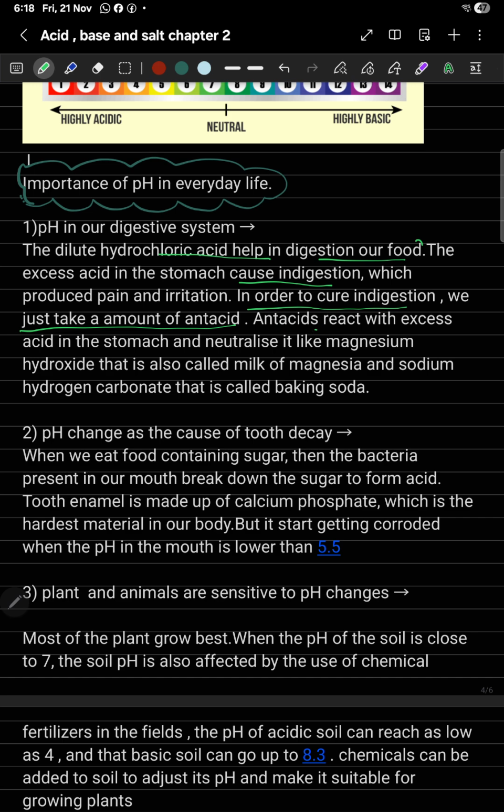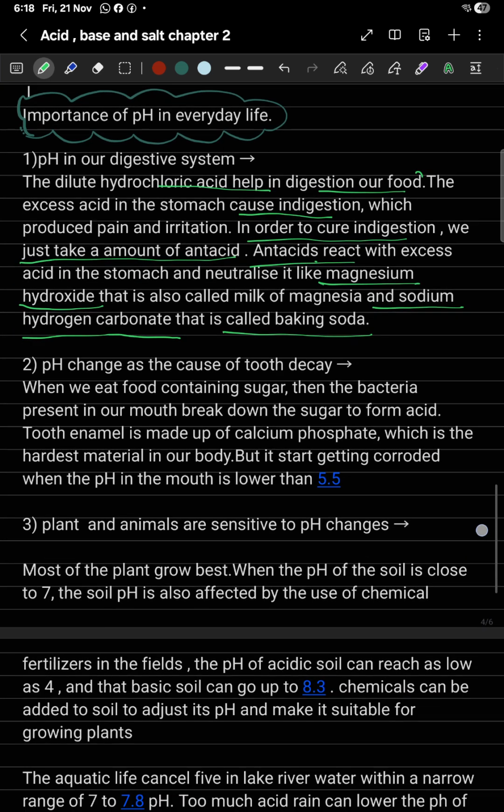And for antacids, we have a well known product, that is milk of magnesia, which is magnesium hydroxide, Mg(OH)2. Another one is sodium hydrogen carbonate, that is called baking soda. You can also take baking soda when you feel indigestion or stomach pain or irritation. You can add this also.